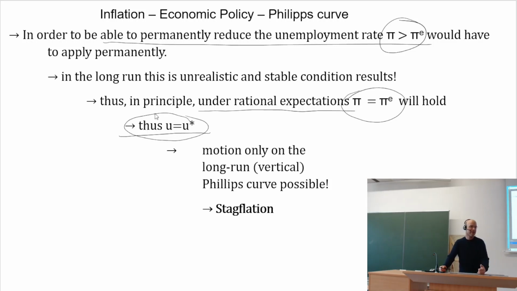And if via economic policy we still try to ride on the Phillips curve, then this will cause only inflation. Then we have a situation of stagnation because we are at the natural rate of unemployment, but due to our pushing process, we have the rise in prices, and this we then call stagflation.